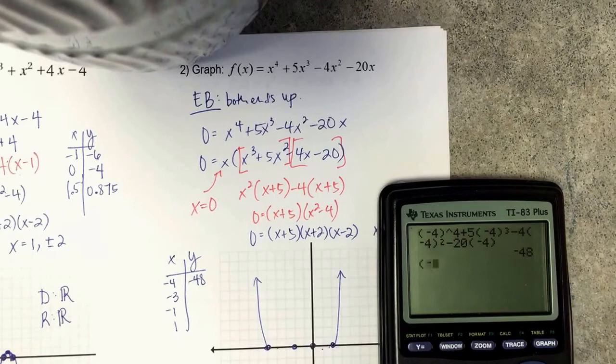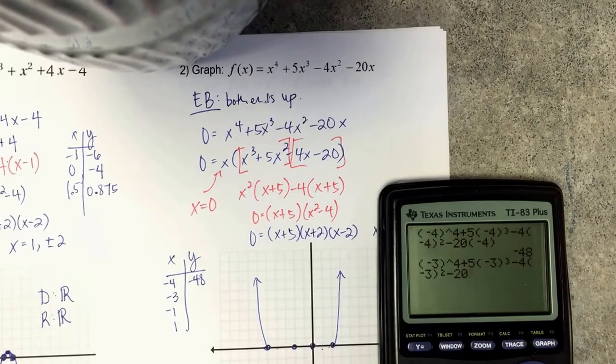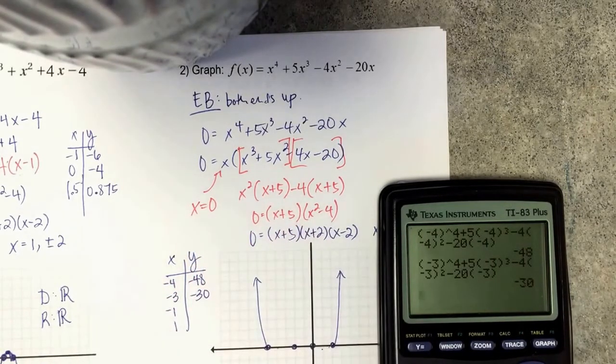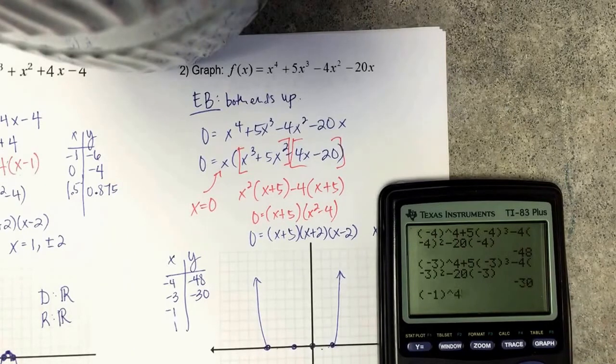So we're going to do negative 3 to the 4th power. Then we're going to add on 5 times negative 3 cubed, minus 4 times negative 3 squared, minus 20 times negative 3. And I get negative 30 as my answer. Next one we're going to do then is negative 1 and then 1. So you can do your evaluations along with me.